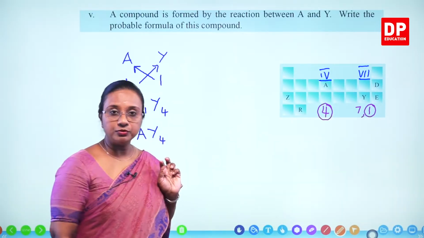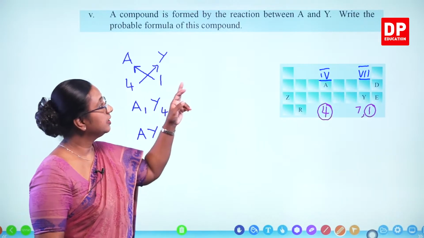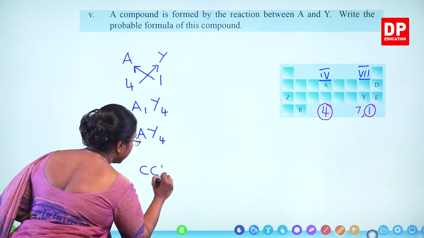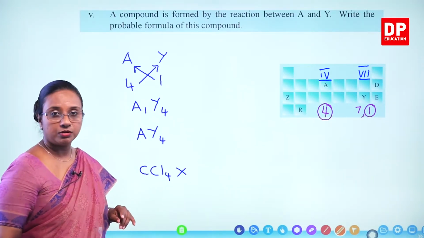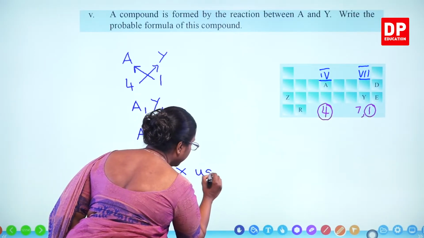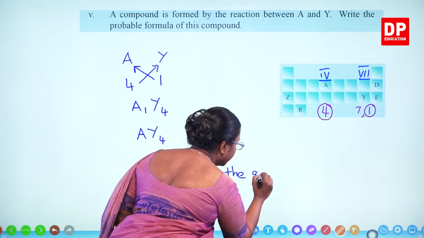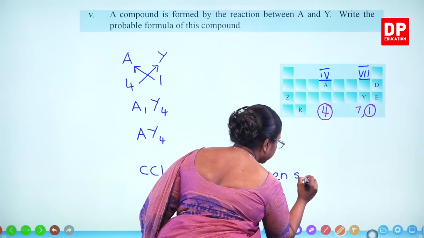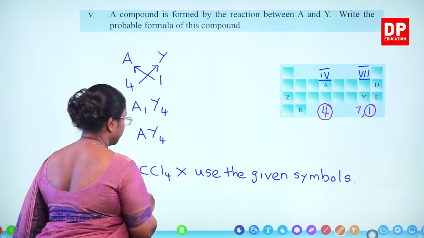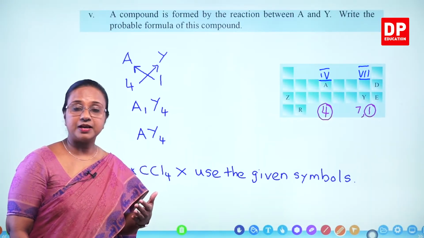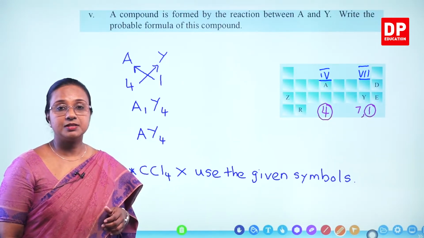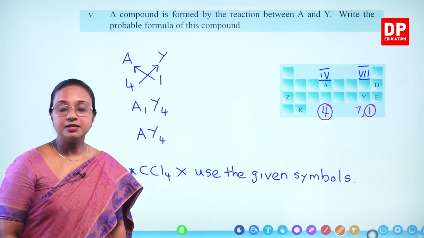So this is how you have to write, and make sure that you use the given symbols. If you wrote this as CCl4, then it will be wrong because they have given these symbols. So this is why you need to use the given symbols. So this is something that you have to remember, students. Unless they specify and specifically ask, write the formula in their true symbols, you have to use the given symbols.